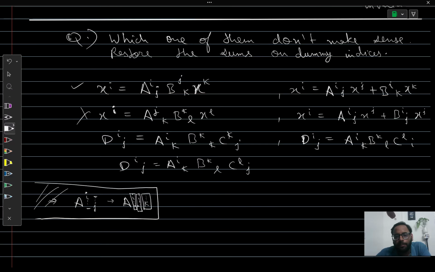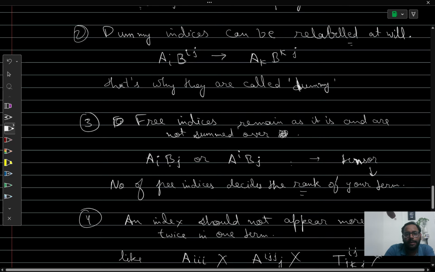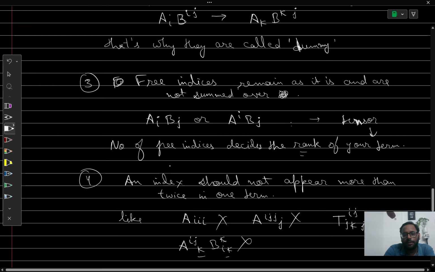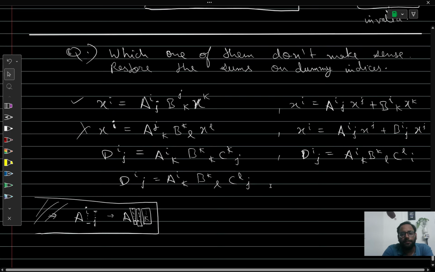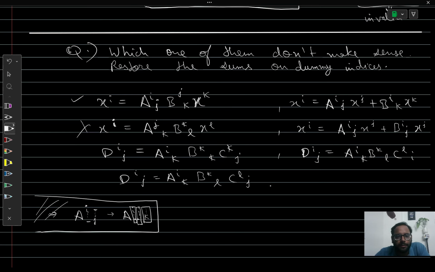Now next, come to this one. There are more than two dummy indices, which violates the fourth rule: an index should not appear more than twice in one term. So this is again a wrong thing, because there are four indices of the same kind.